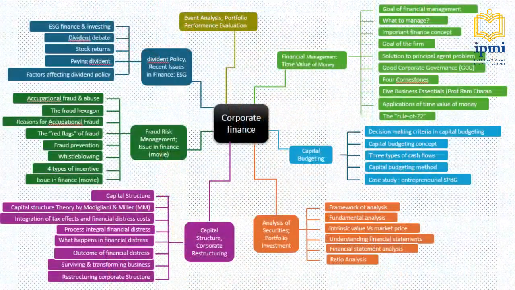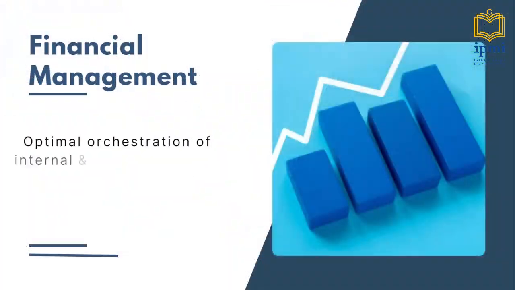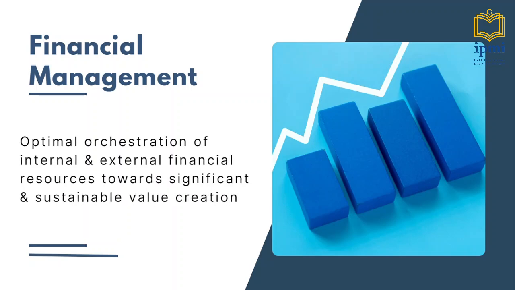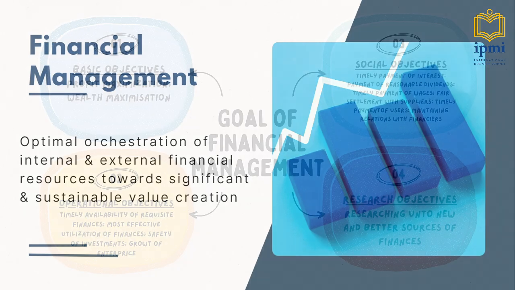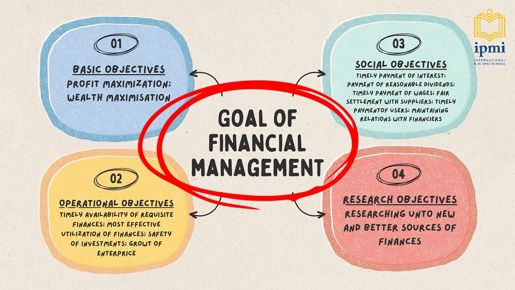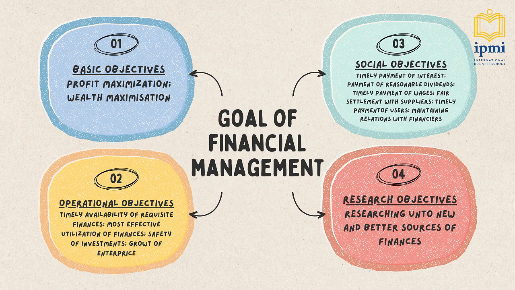So, what exactly is financial management? It's all about optimal orchestration of internal and external financial resources towards significant and sustainable value creation. The goals of financial management can be broken down into four main categories. 1. Basic objective: profit maximization and wealth maximization. 2. Operational objectives: timely availability of requisite finances, most effective utilization of finances, safety of investments, growth of enterprise.